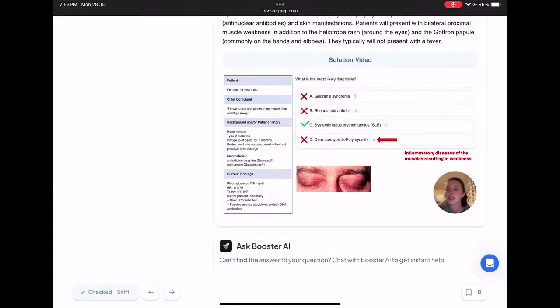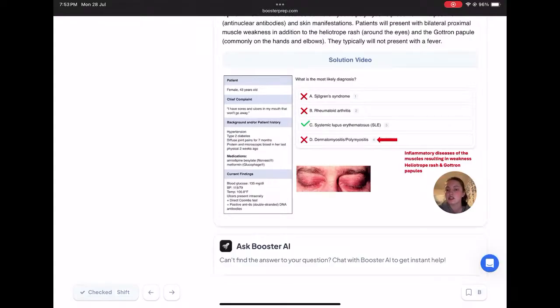In dermatomyositis, the skin presents with a characteristic heliotrope rash around the eyes, which you can see in this image, and Gottron papules, which are flat red papules commonly seen on the hands and arms. Unfortunately, there is currently no cure for this, but treatments to improve muscle strength and function range from medications to physical therapy.